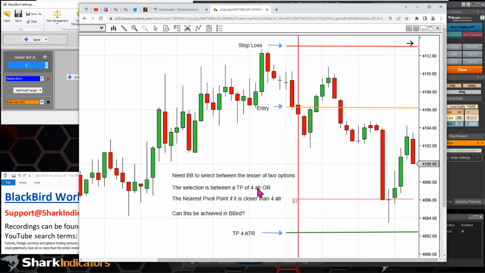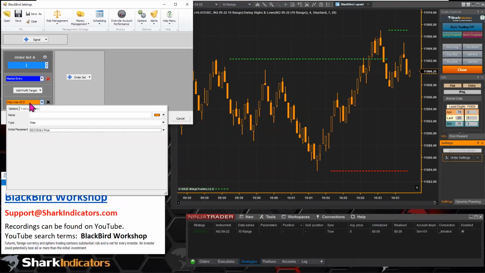And then BlackBird can look at the swing indicator and see, is the swing indicator on the right side of the market? Is it giving us a valid price point for the stop loss? And if it is, then is it closer to the market than where the 4 ATR stop loss is? Right. So let's go and set that all up here.